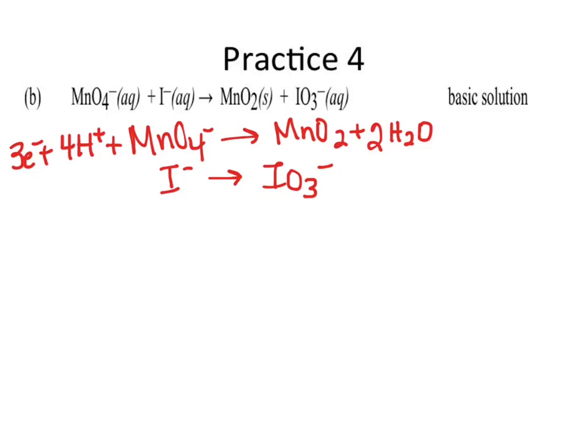So my I's are balanced. I go to my oxygens. I have 3 oxygens, so I need 3 waters. Now I have 6 hydrogens, so I add 6 hydrogens on the other side. So I have an overall -1 charge on one side and a 5 charge on the other. So that means we need to add how many electrons? So we add 6 electrons.